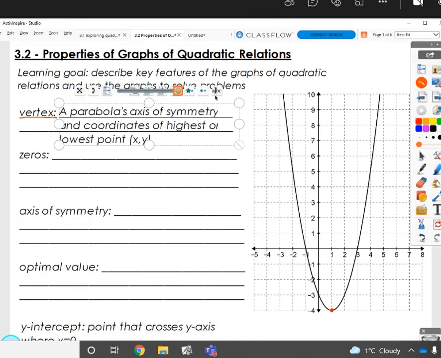Here's what I got. The vertex is the parabola's, basically, the axis of symmetry. It's there. And it's the coordinates of the highest or the lowest point, x, y. That is like the point where that axis of symmetry goes right through. Maybe I'll even say that right here, vertex.